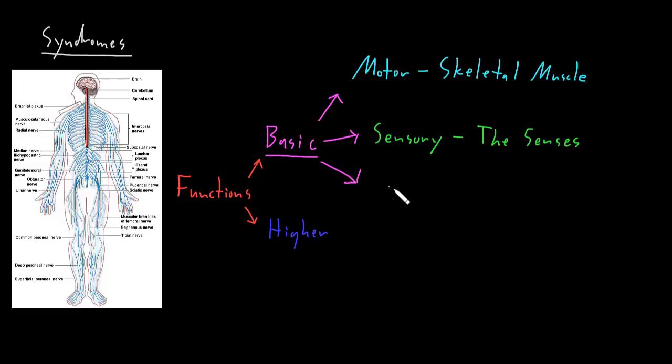And the third big category I think of when I think of the basic functions of the nervous system, I like to call automatic functions. Automatic. And these are things that don't require conscious involvement.